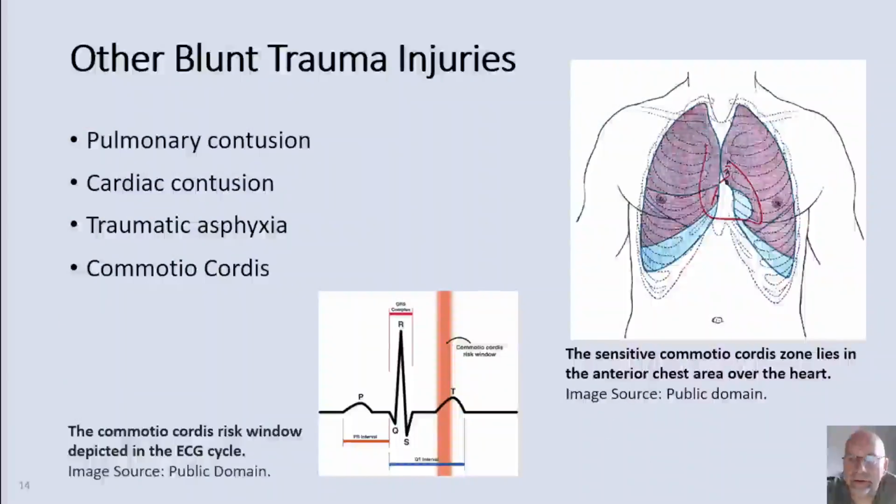A pulmonary contusion or bruising of the lung tissue is usually caused by blunt trauma. Bleeding occurs in the lung tissue in and around the alveoli.